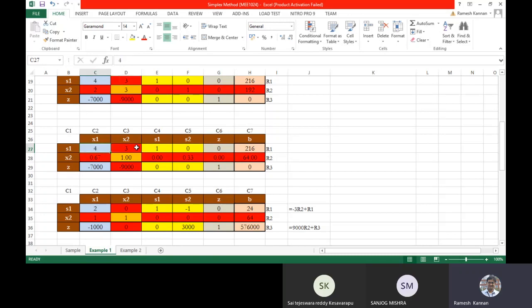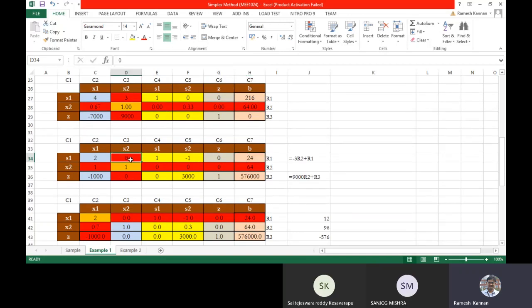So this has to be repeated for the entire row. Minus 3 into 0.6 plus 4 becomes 2, minus 3 into 1 plus 3 becomes 0, which means we made this 0. In this case, minus 3 into 0 plus 1 is just 1, and minus 3 into 0.33 plus 0, that is minus 3 into 1 by 3, is minus 1. So this will be minus 1, and so on. So we have successfully made this column element of row 1 to be 0.